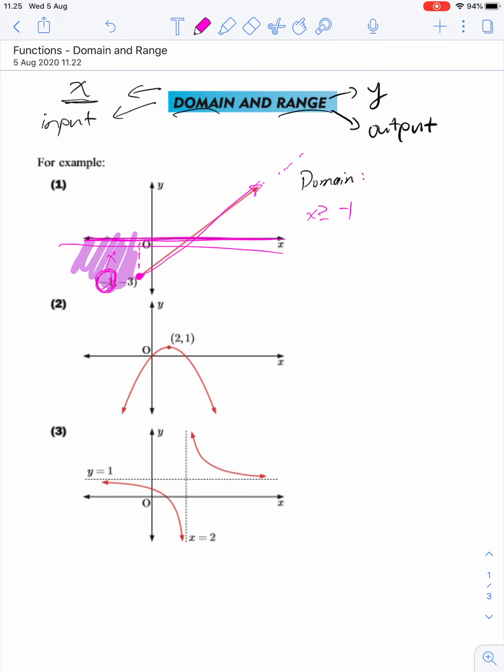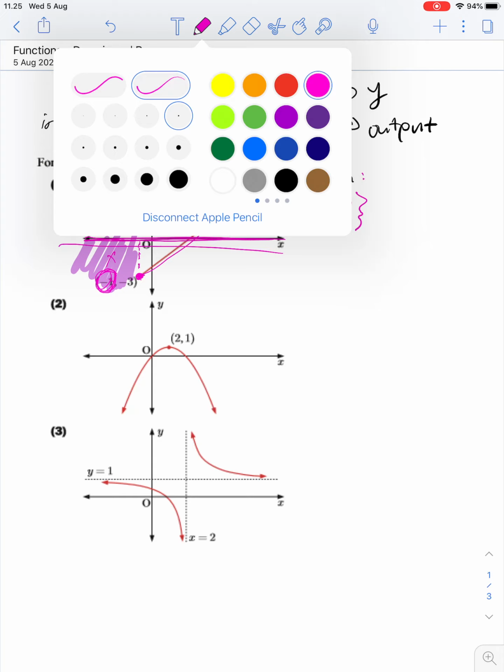Now, the way that you need to know how to write this is curly brackets, the set of x such that x is greater than or equal to -1, close curly brackets. You need to write it that way.